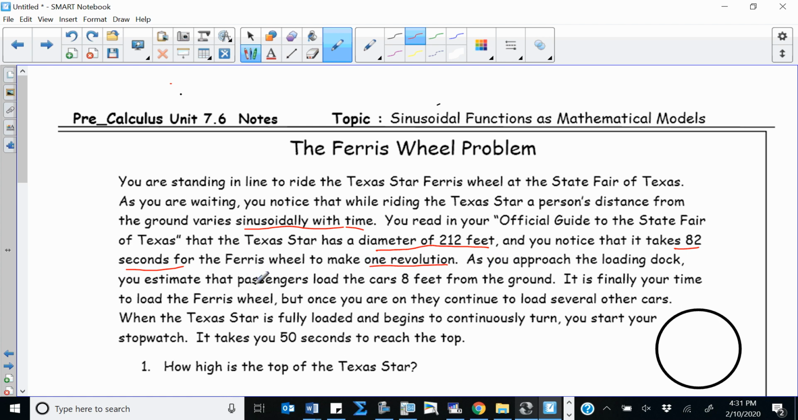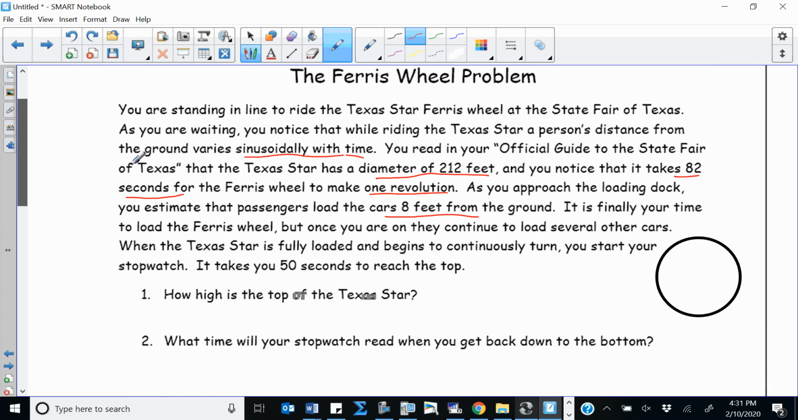As you approach the loading dock, you estimate that the passengers load the cars 8 feet from the ground. It is finally your time to load the Ferris wheel, but once you are on, they continue to load several other cars. When the Texas Star is fully loaded and begins to continuously turn, you start your stopwatch. It takes you 50 seconds to reach the top.